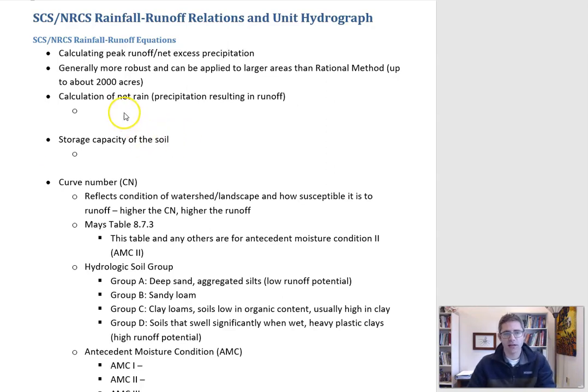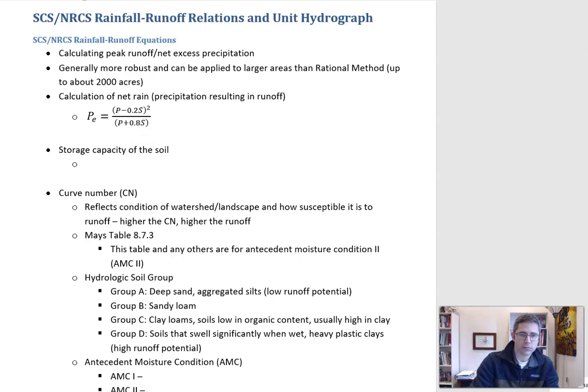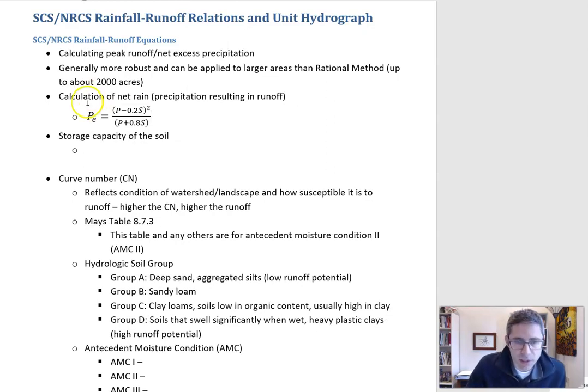So the first part is this calculation of net rain, or precipitation resulting in runoff. So there's an equation here, and the equation looks like this. It says P sub E, which is the net rain, or the precipitation resulting in runoff, is equal to P minus 0.2 S squared divided by P plus 0.8 S. So P is the precipitation from the rain event, how much rain fell. We're saying how much of that actually results in runoff.